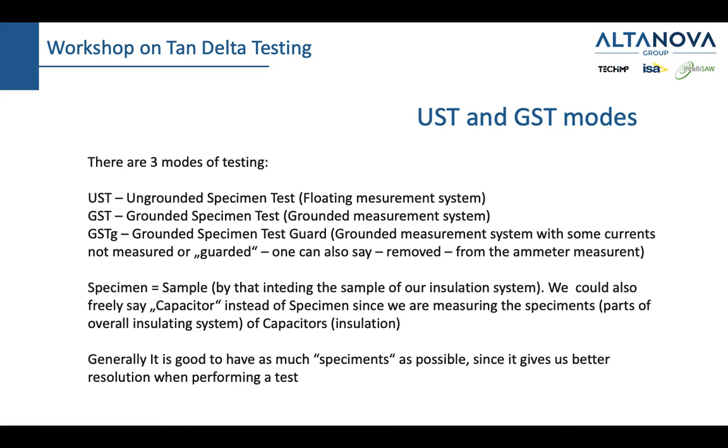Guard in this case stands for the fact that we are not measuring certain currents which come into our meter, but we will see in more detail what that means. Also, specimen in our case means a sample, a part of our insulating system, and we can have a few parts. We will see later in some examples why this is good. Generally, it's good to have as many specimens or segments as possible, because then it's easier for us to discern if we have a problem with insulation, and where that problem lies.